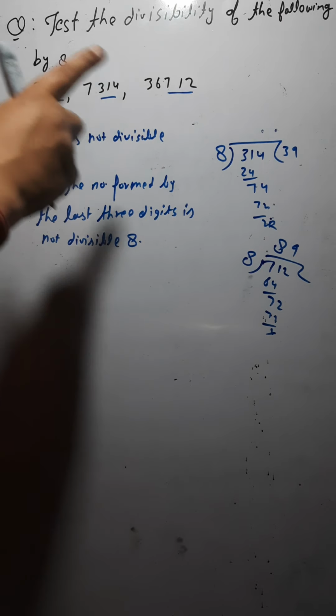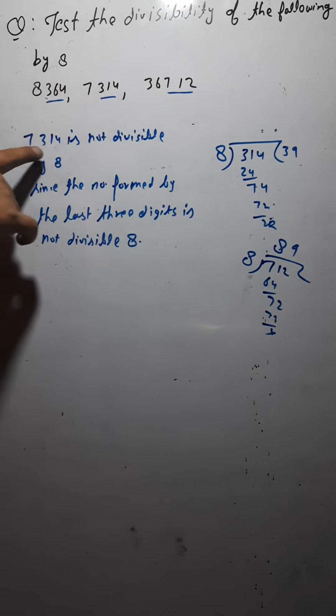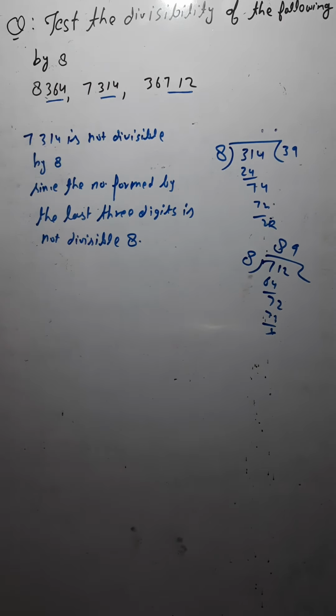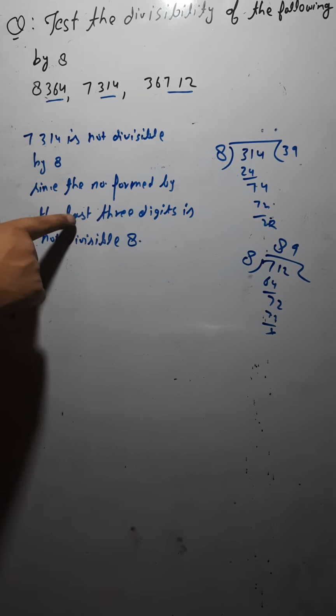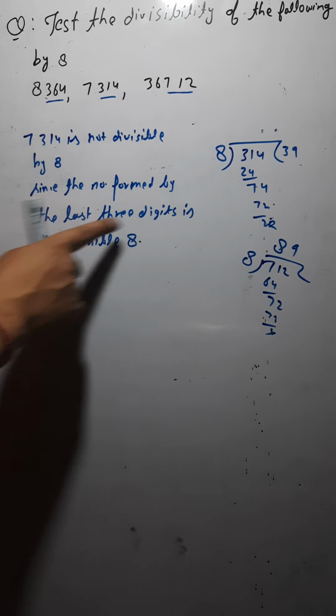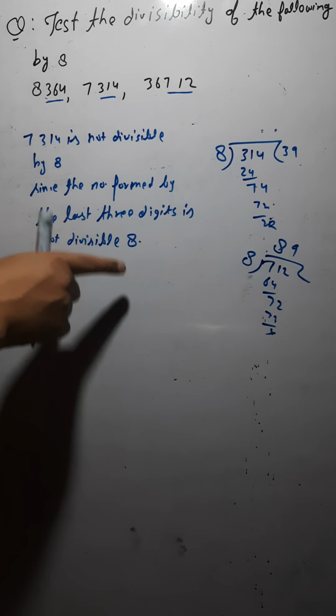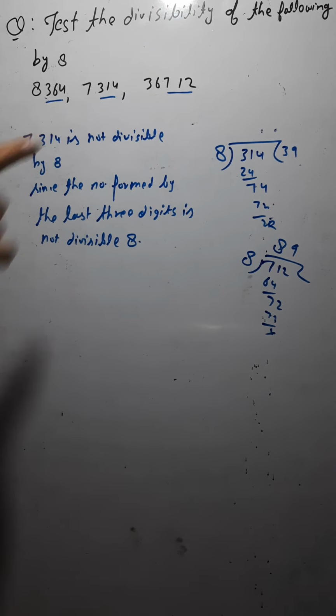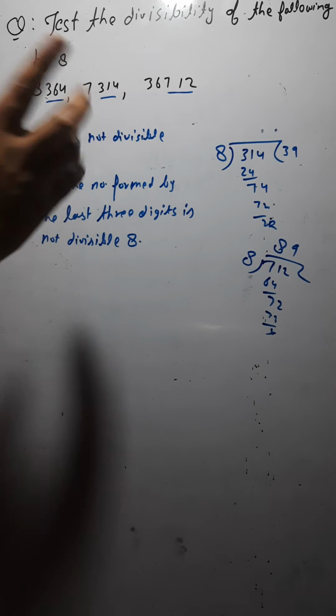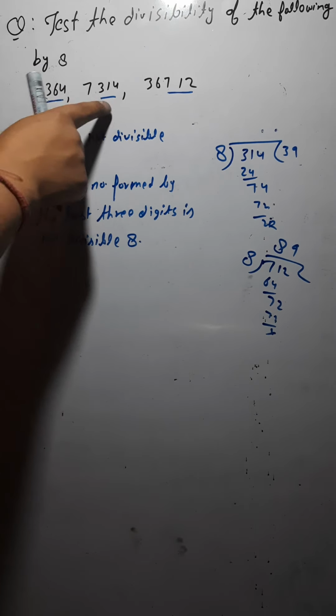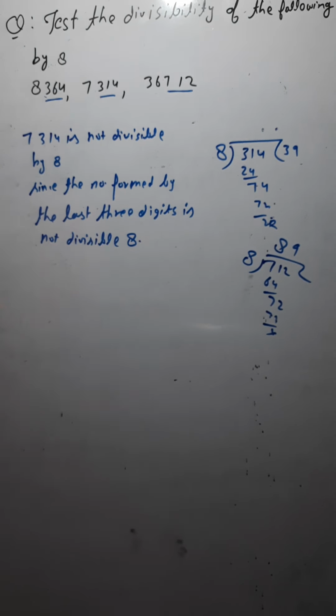So you would write 36,712 is divisible by 8. Getting it or not? Since the number formed by the last three digits, that is 712, is divisible by 8. This is how you would write the answer of the third question. Okay, third one is divisible by 8. First and second, these are not divisible by 8. Would you write this? Okay.